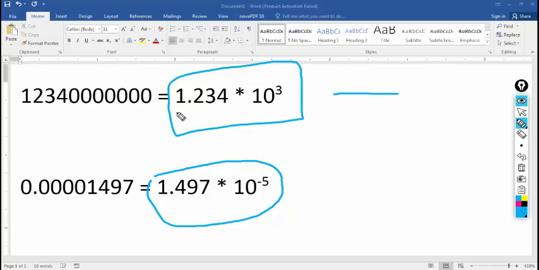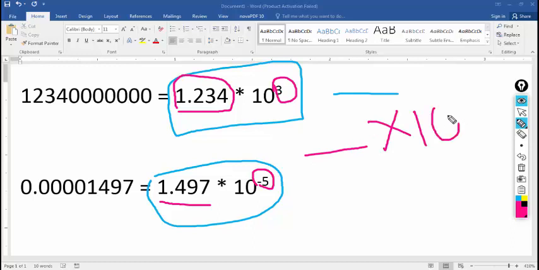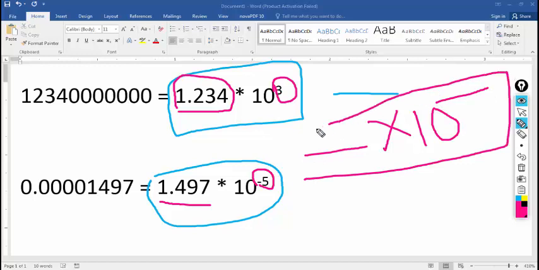This part here is known as the mantissa, and this part here is known as the exponent. Similarly, in the second number, this part is known as mantissa and this part is known as exponent. So what is a number in the scientific notation? It must have a mantissa multiplied by 10 to the power of some exponent. This is how scientific notation is written for a number.